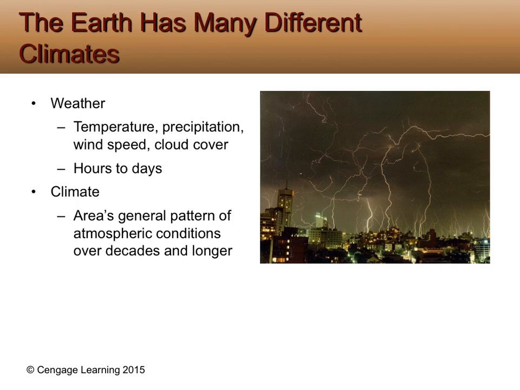Climate is actually an area's general pattern of atmospheric conditions over decades and longer. So what we're going to look at in this unit are something called climatograms. Climatograms are actually going to show us those two factors, precipitation and temperature.